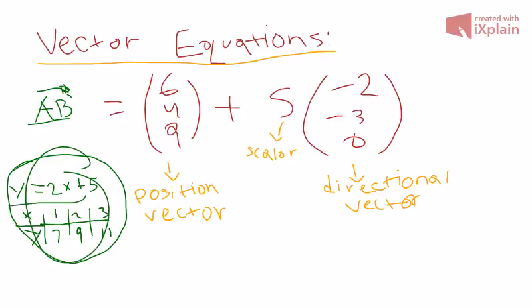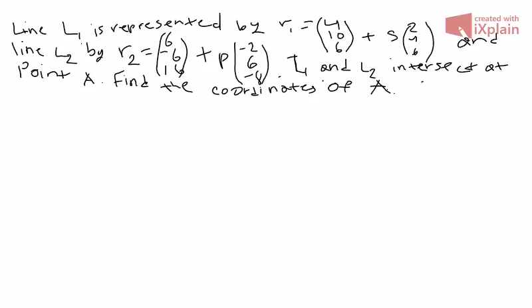For example, in y equals 2x plus 5, if you plug in a 1 for x, you get 7 for y. If you plug in a 2 for x, you get 9 for y. And if you plug in a 3 for x, you'll get 11 for y. Vector equations work very similarly. Let's get started with our first example.